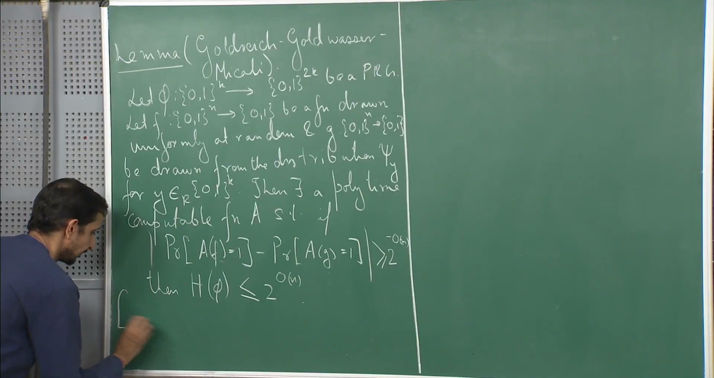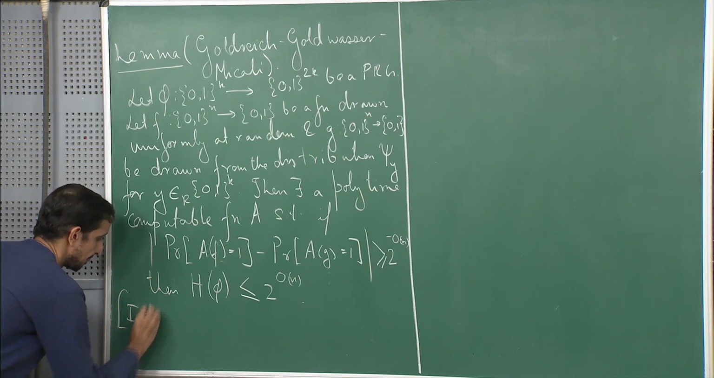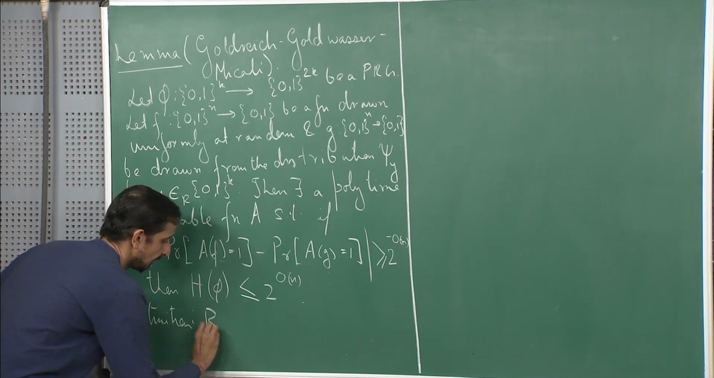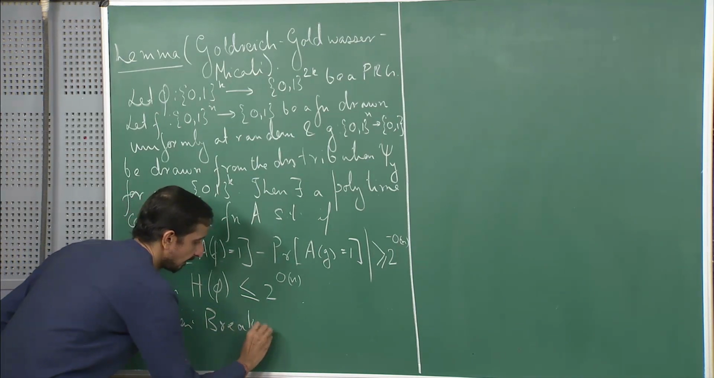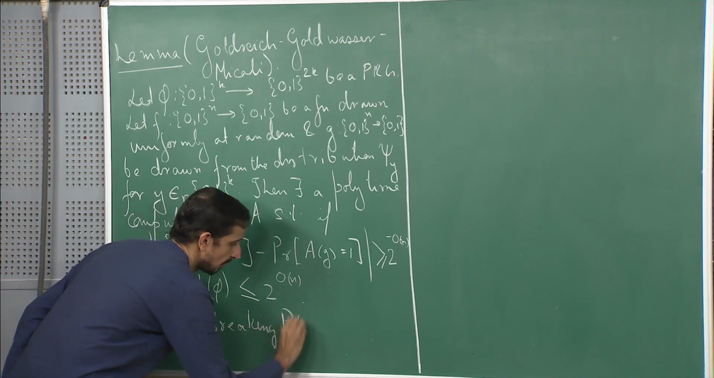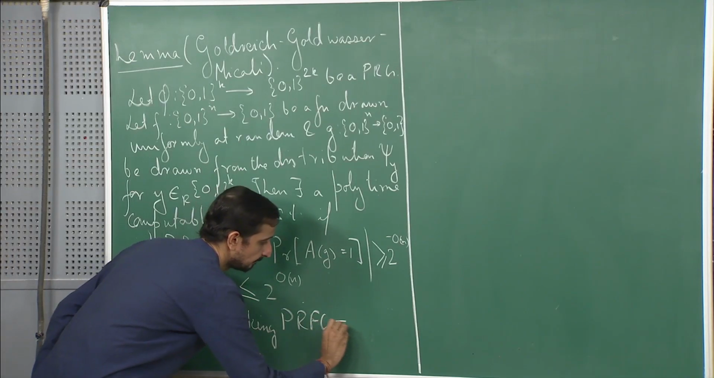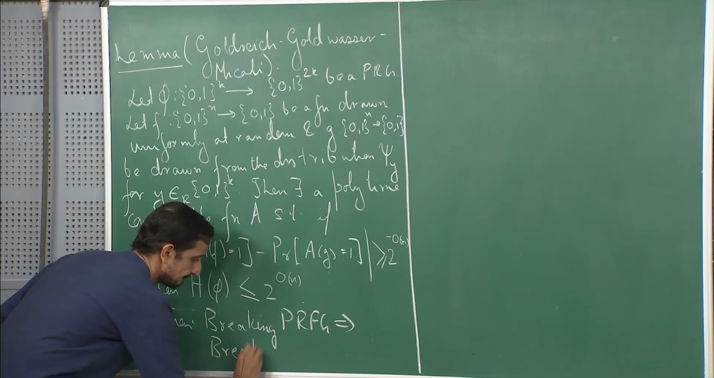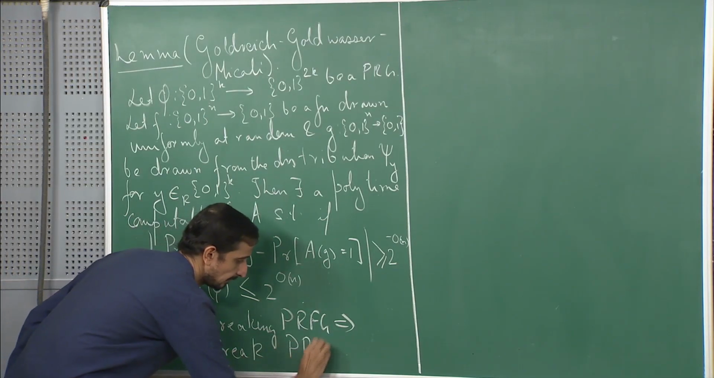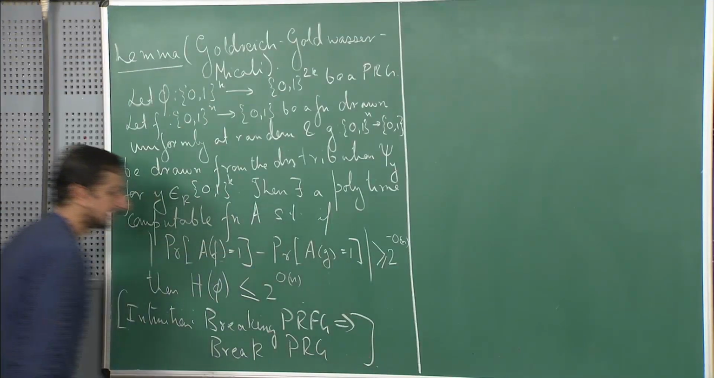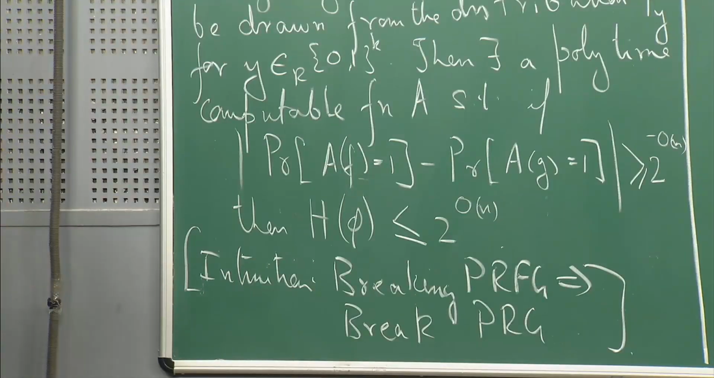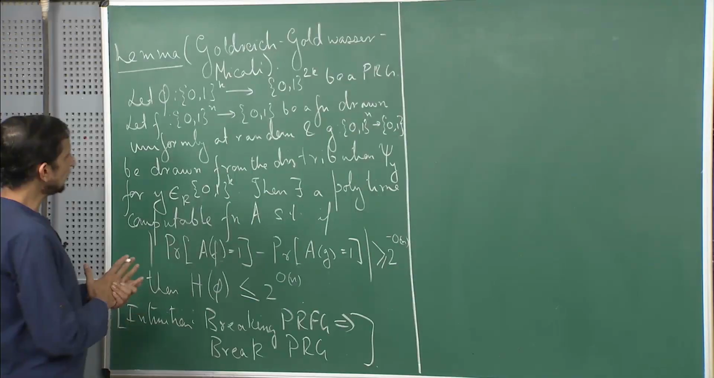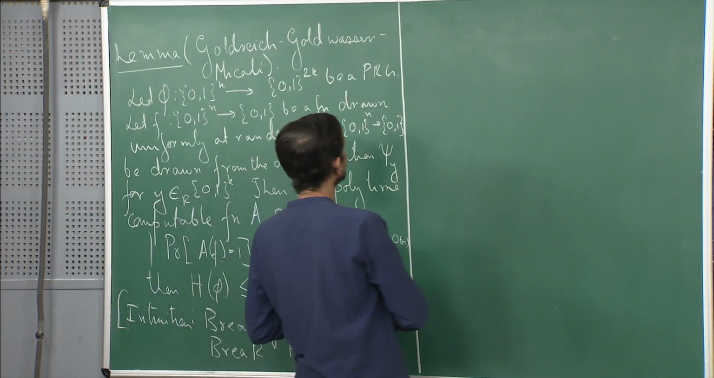I can just write it over here. This implies one can break a pseudo-random generator. So this is roughly the intuition. So now let's look at the proof.